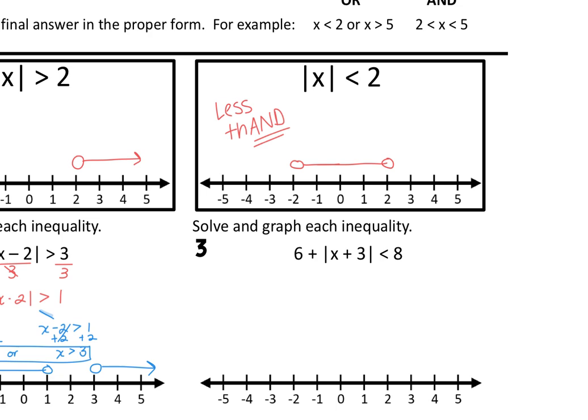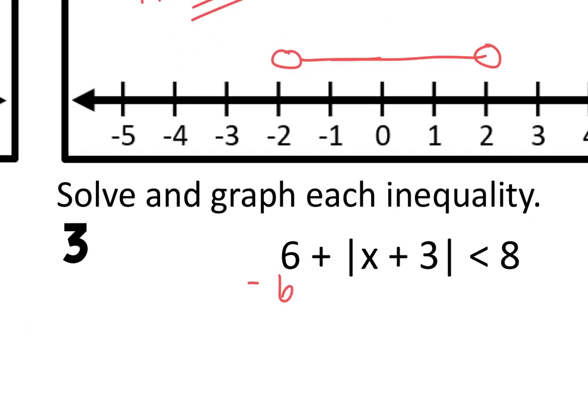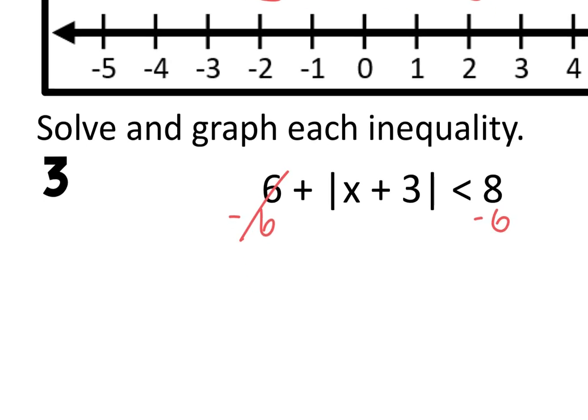So first things first, we got to isolate that absolute value of x plus 3. So since we have this constant of the 6, we're going to go ahead and subtract the 6.